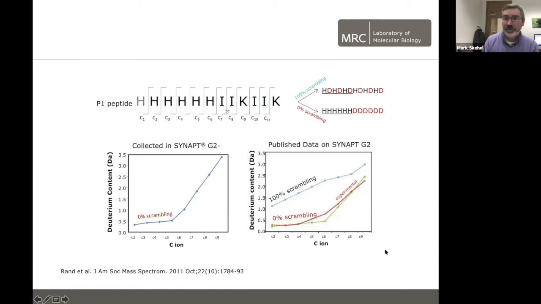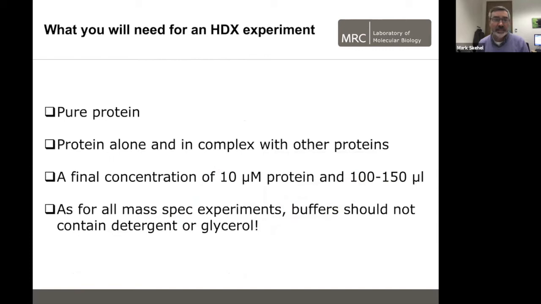Right. So what are you going to need for an HDX experiment? It's reasonably protein heavy, okay? You're going to need a pure protein. I know some say pure-ish, but let's be reasonable. If you're going to do it, it needs to be pure, okay? You don't want to be overcomplicating things, or have peptides there that can get in the way, mislead you and take you down a blind alley. You need the protein alone and then in complex. So if you're looking at a number of proteins, you have to have each individual subunit on its own, and then in complex, so it's a differential technique. You're going to need 10 micromolar and about 100 to 150 microliters of that. Potentially 5 micromolar, but let's go for 10.